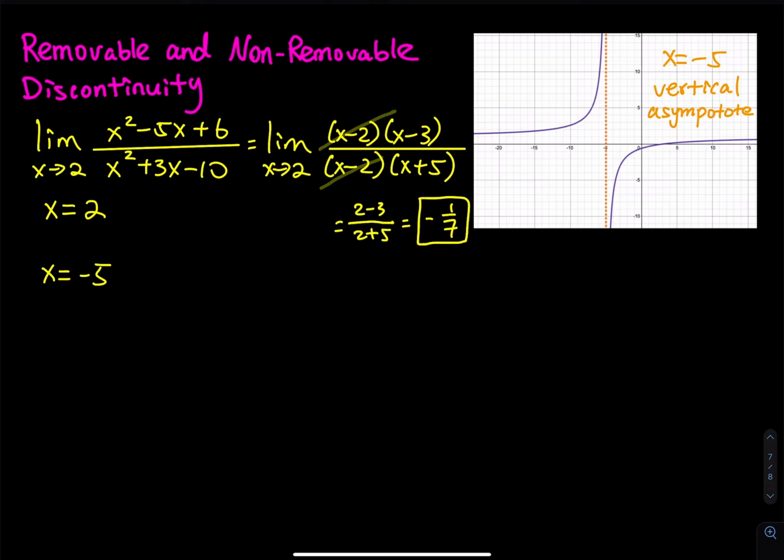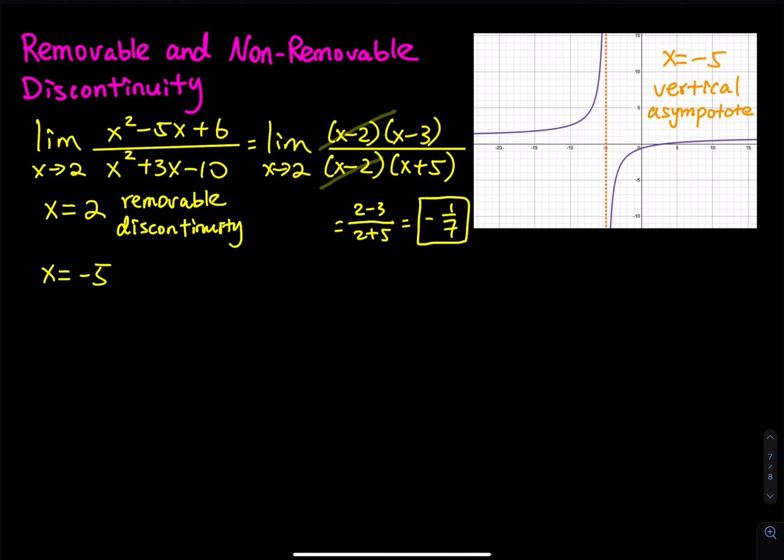Where does x equals negative 5 come from? It is from the x plus 5, right? We have an x plus 5 in the denominator. Still remember the stuff you learned back in the domain. X plus 5 in the denominator means that when x equals negative 5, we have a 0. That means x equals negative 5 is a vertical asymptote. Since x minus 2 is cancelled, we say when x equals 2, we have a removable discontinuity. So x equals 2 is a removable discontinuity.